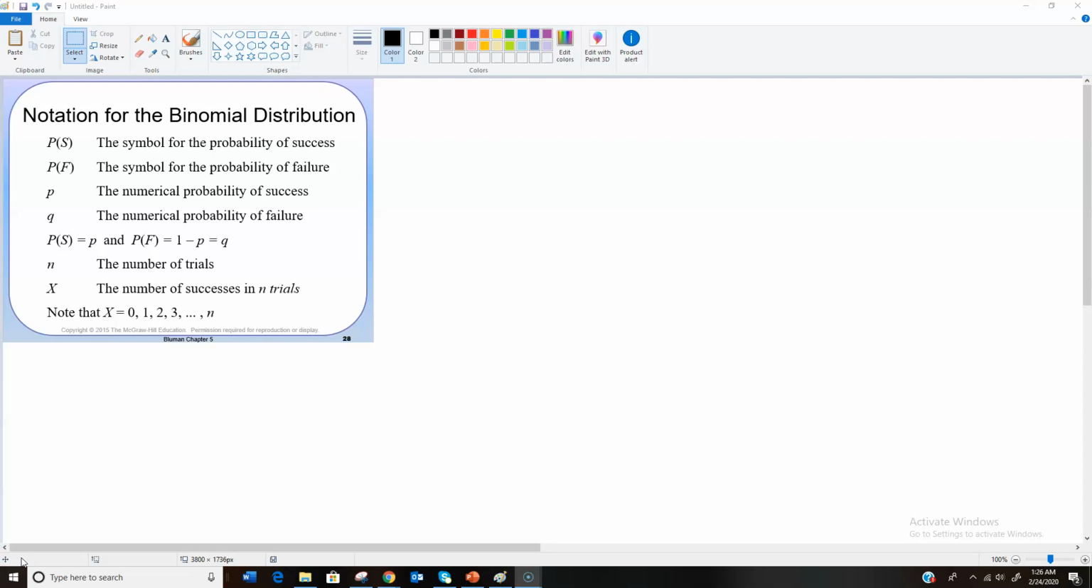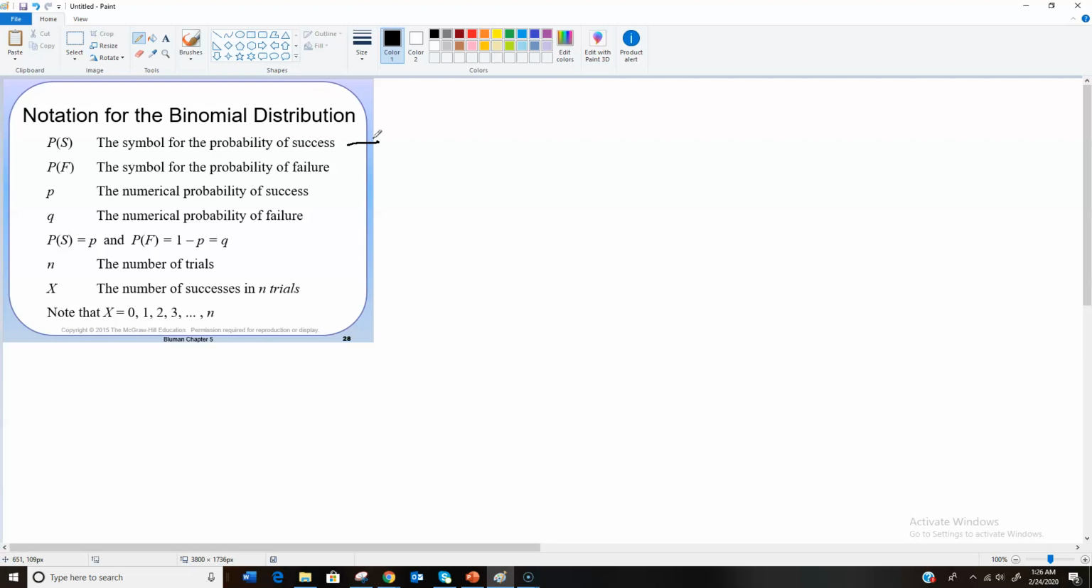So when we're talking about this binomial distribution, we're going to see in the formula some variables that we haven't seen before. They're similar to some things that we've seen before, but they're not exactly the same. So this first one here, P of S, means probability of success. P of F means the probability of failure. So this little p and this big P of S are both almost the same thing.